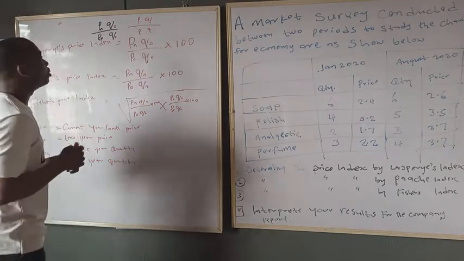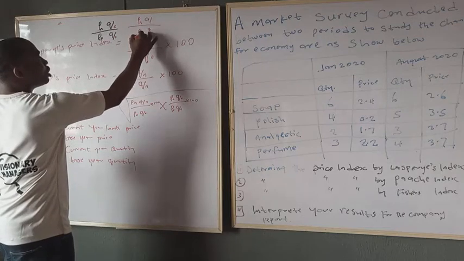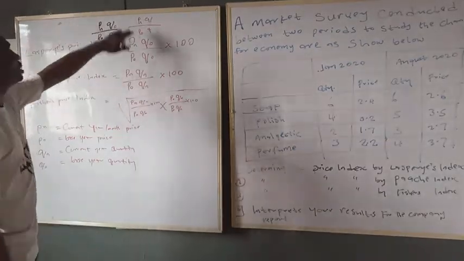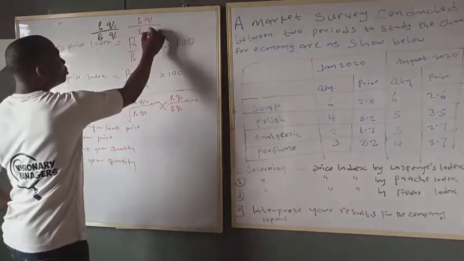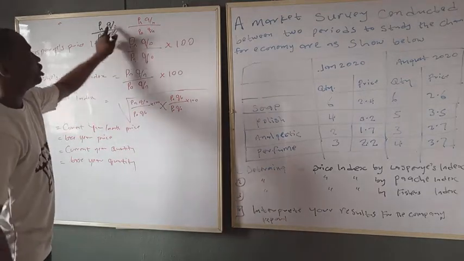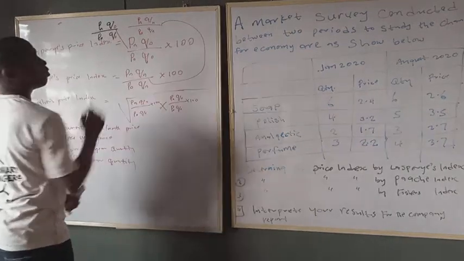So Paasche believes, so when we are calculating price index, is PNQ. That one is constant, like I said. Then this one is Laspeyres. Then Paasche believes in current year quantity. So that is why we use both QN and QN, which is there. Then here. So that is how we derive the formula.